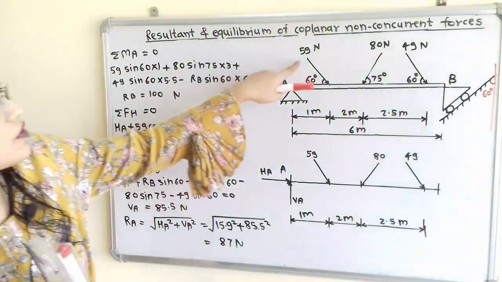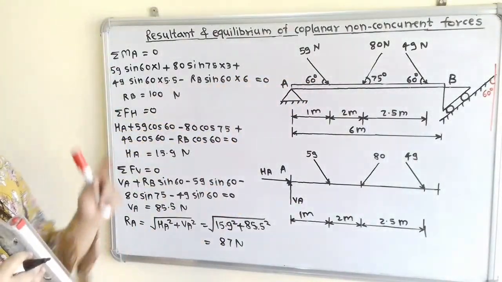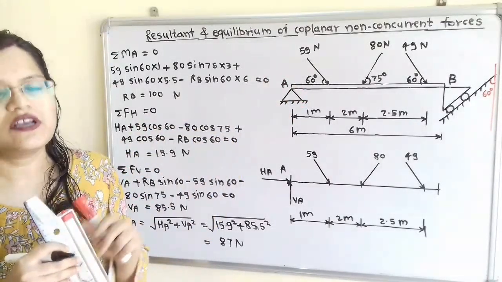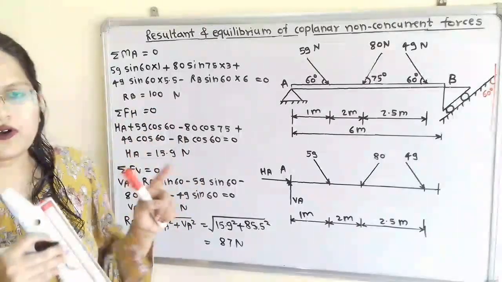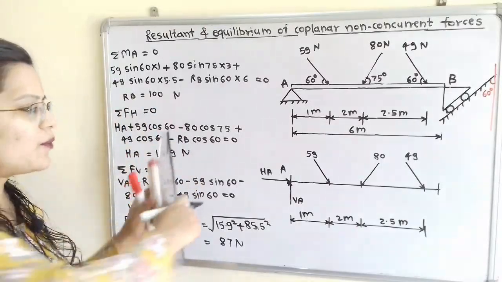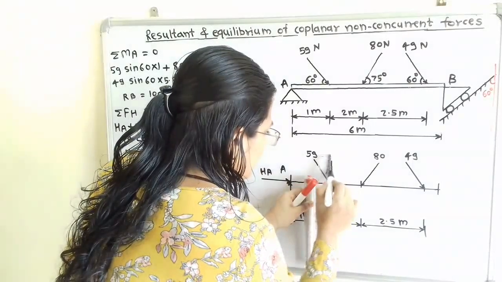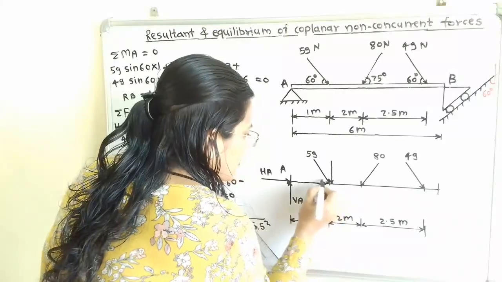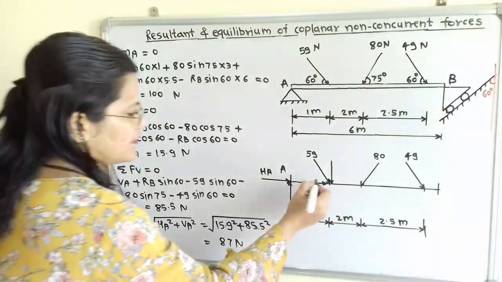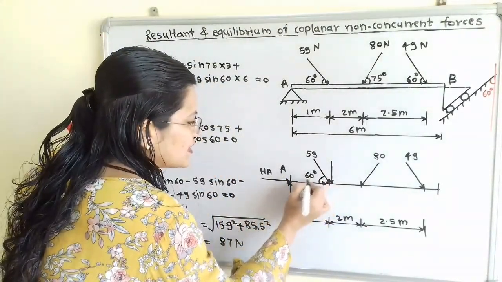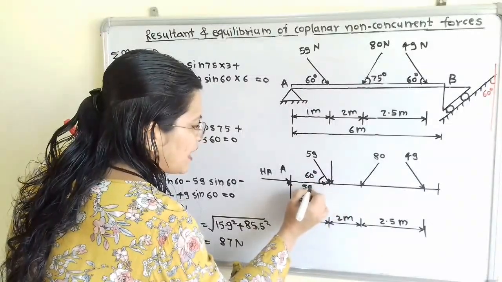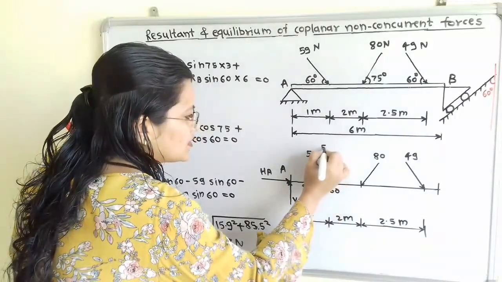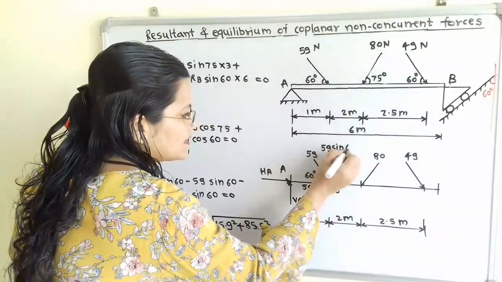Now the first force, that is the point load, is given as 59 Newton and it is inclined at 60 degrees to the horizontal. So we will resolve this load into two components, horizontal component and vertical component. So here is the angle 60 degrees. Now the horizontal component is adjacent to the angle 60 degrees, so its value is 59 cos 60, and the vertical component's value is 59 sin 60.